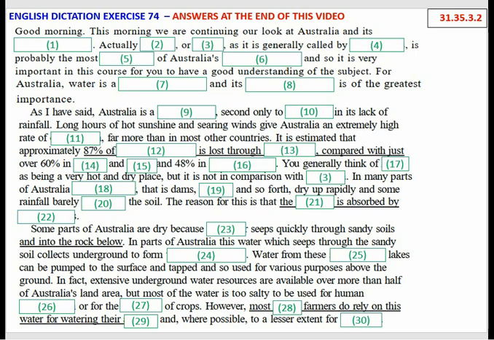Water from these subterranean lakes can be pumped to the surface and tapped, and so used for various purposes above the ground. In fact, extensive underground water resources are available over more than half of Australia's land area. But most of the water is too salty to be used for human consumption or for the irrigation of crops. However, most inland farmers do rely on this water for watering their animals and, where possible, to a lesser extent, for irrigation.